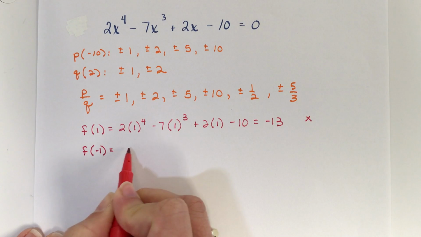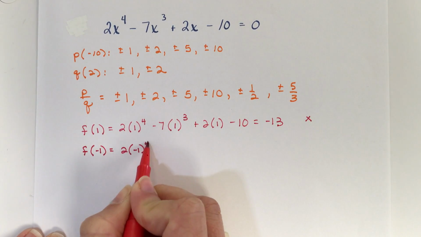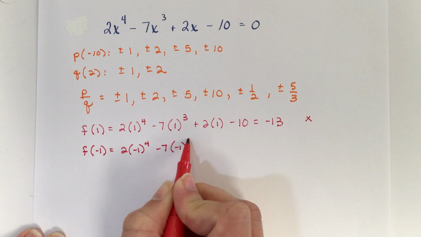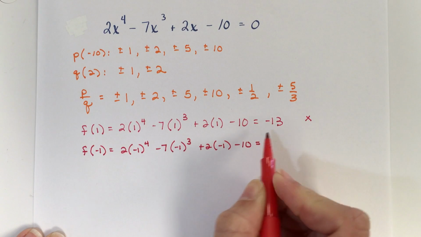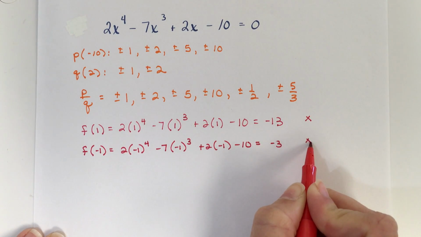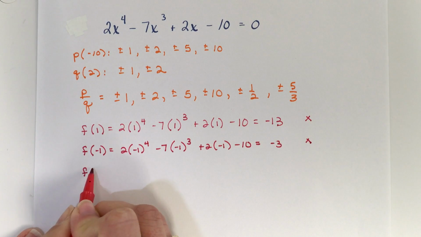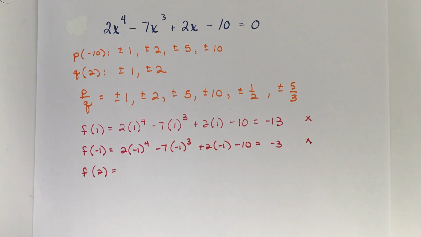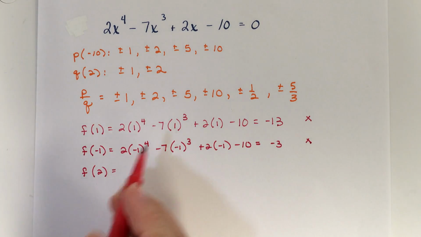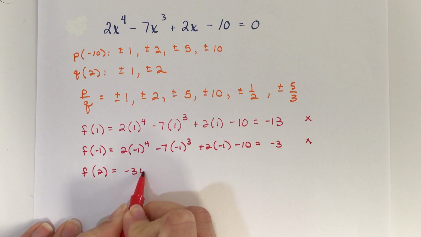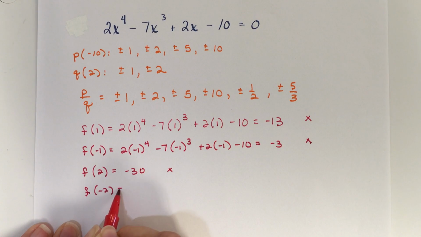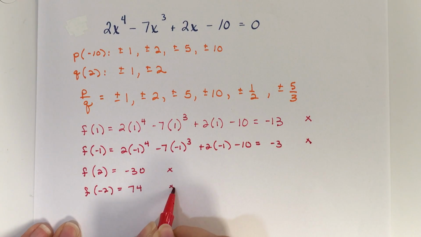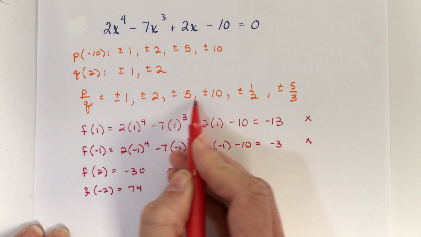Now we're going to check -1. So 2 times -1 to the 4th minus 7 times -1 to the 3rd plus 2 times -1 minus 10. That actually gives me -3, so that's not going to work. I'm not going to take time to do every single number; I'll just tell you what happens. If you plug in +2, you get -30, so that's not 0. If you plug in -2, you get 74. That's not 0 either. So you just have to go all the way down this list.